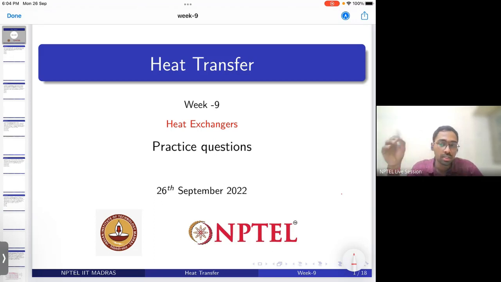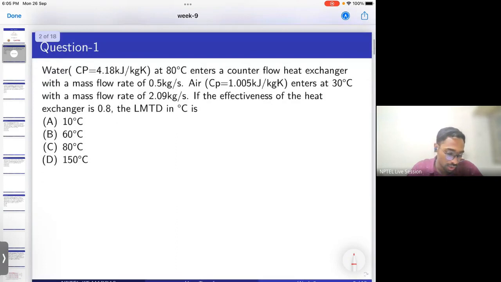That was the main discussion topic, and some tutorial problems related to the effectiveness-NTU method were also discussed in week 9 content. So let's do some practice problems related to the NTU effectiveness method. Let's get started with the first question.